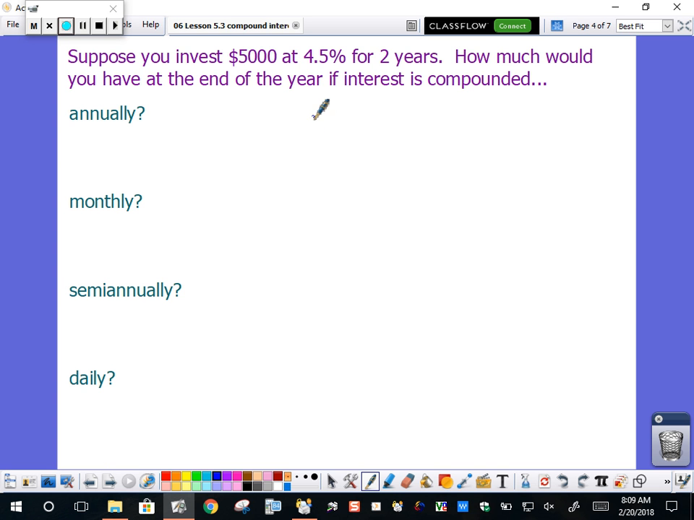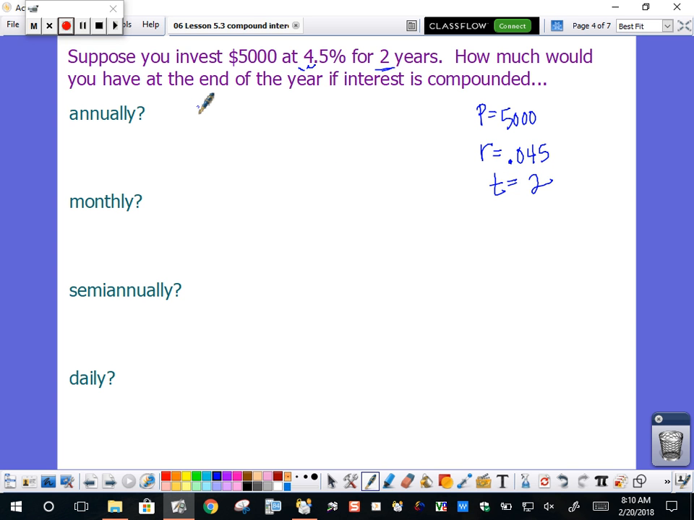So here's an example. Suppose that you invest $5,000 at 4.5% for 2 years. So $5,000 is your starting amount, so P is 5,000. I'm just going to write this over on the side. The interest rate is 4.5%. You always look for the percent for R, but we don't write 4.5%, we write it as a decimal. So move the decimal place back 2 places, and R is going to be 0.045. We're investing the money for 2 years, and so that's going to be time. Time in years is going to be 2.